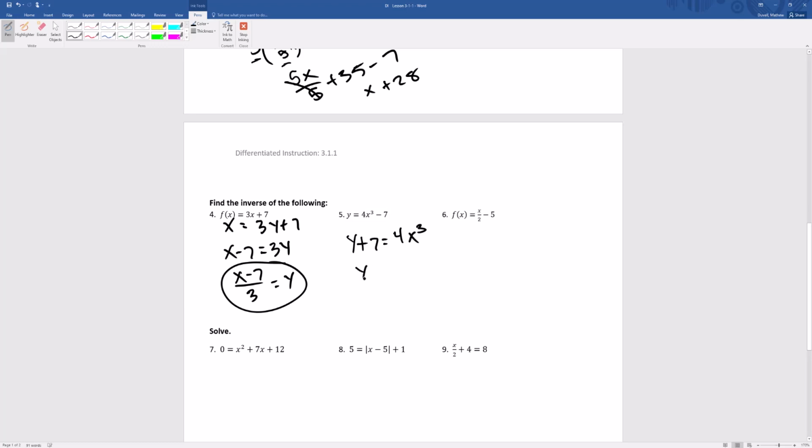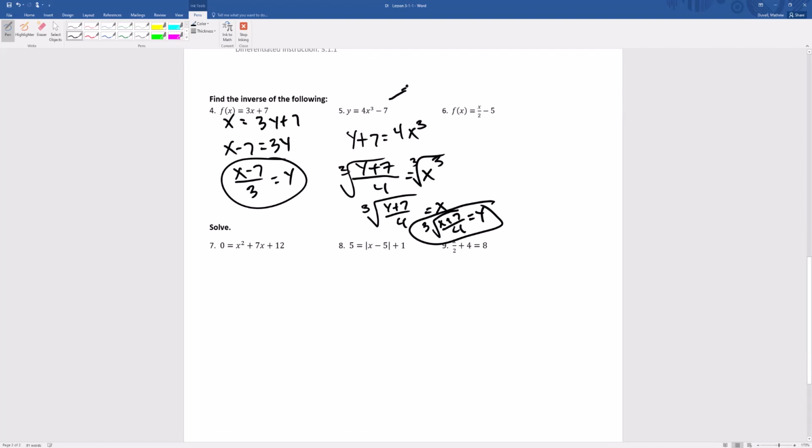Divide both sides by 4. And then you cube root both sides. Now, if you notice on this one, I didn't switch the x and y first. You could switch it also at the very end if you wanted to. It's just that at some point, you've got to switch the x and y. And we're going to talk about why in the next lesson.